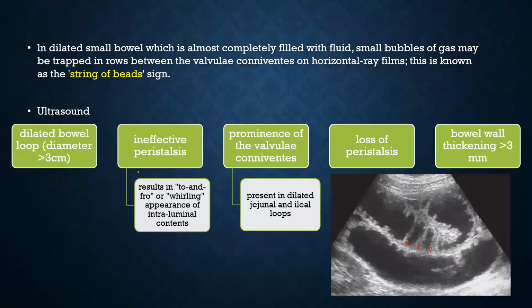In ultrasound also, we will be able to see dilated bowel loops, and if it is a small bowel, it should be more than 3 centimeters dilated. There will be no effective peristalsis.